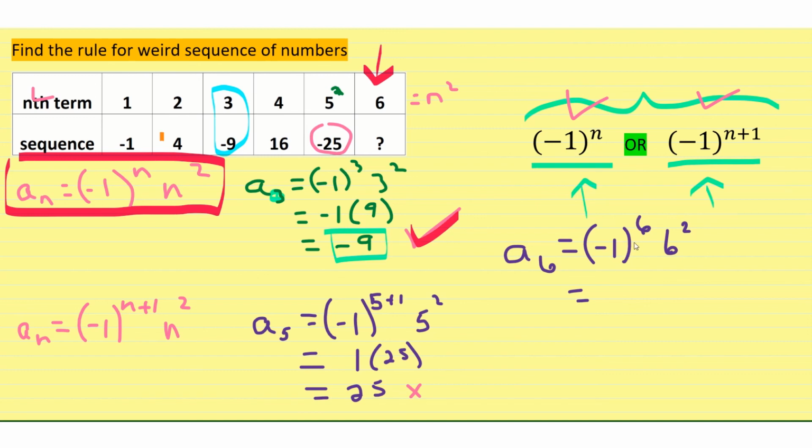-1 to the 6th power, which if it's to an even power, that means that all the negatives are going to cancel each other out, so it's just a plain old 1, and that's going to be times 6 squared, which is 36, so that means the sixth term is going to be equal to 36. That would be the answer that we would put in here, that the sixth term is 36, and of course it does fulfill our pattern that it's like negative and positive, and negative and positive, and negative and positive. So 36 would be our sixth term. This is the sixth term.